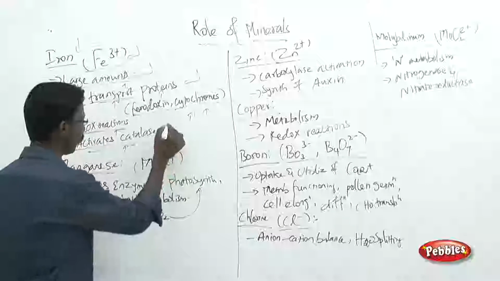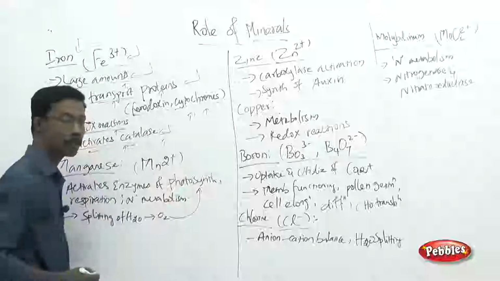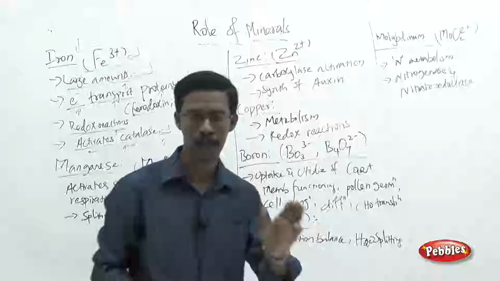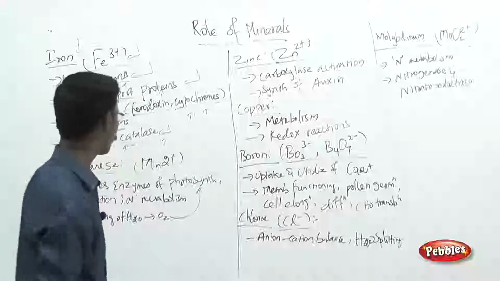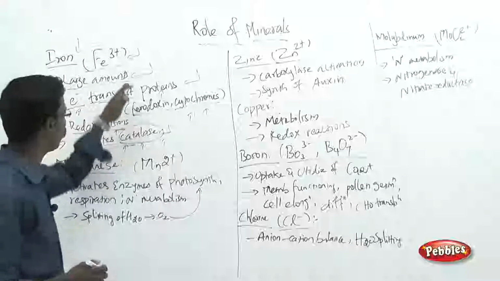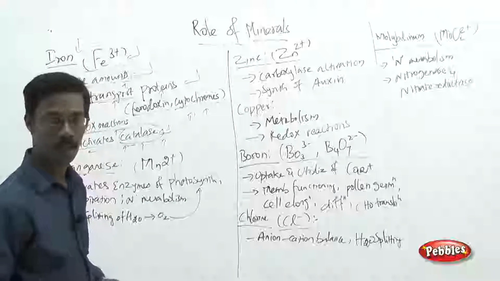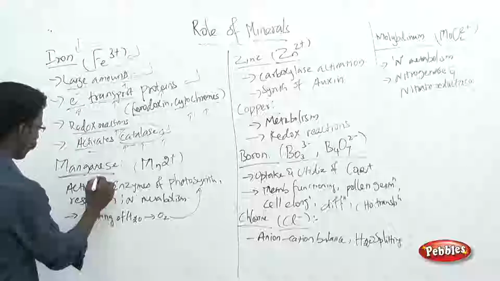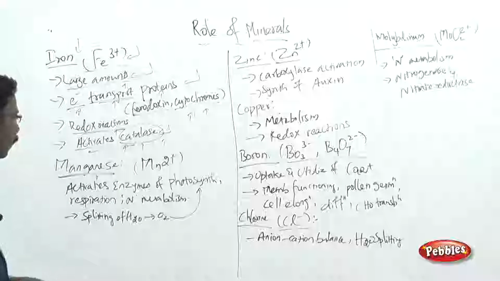The activation of catalase is very important for the functioning of the chlorophylls, the pigments involved in the chloroplast or the photosynthesis process. So the activation of the enzyme catalase is by means of the involvement of the mineral ion. Now we are going to see the next element, manganese.